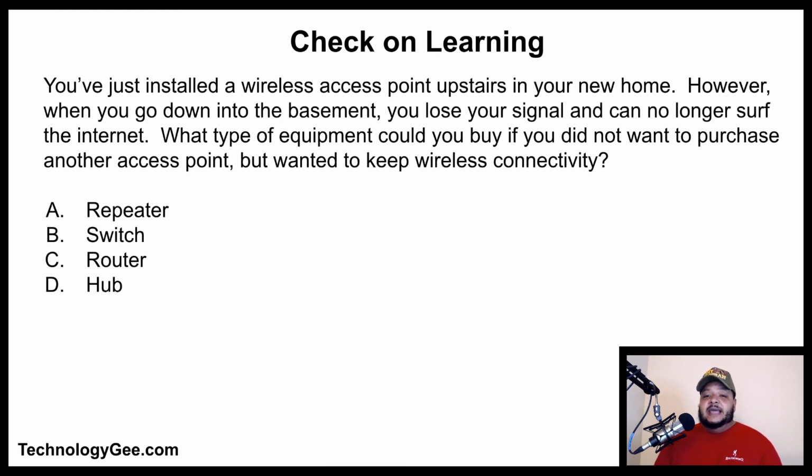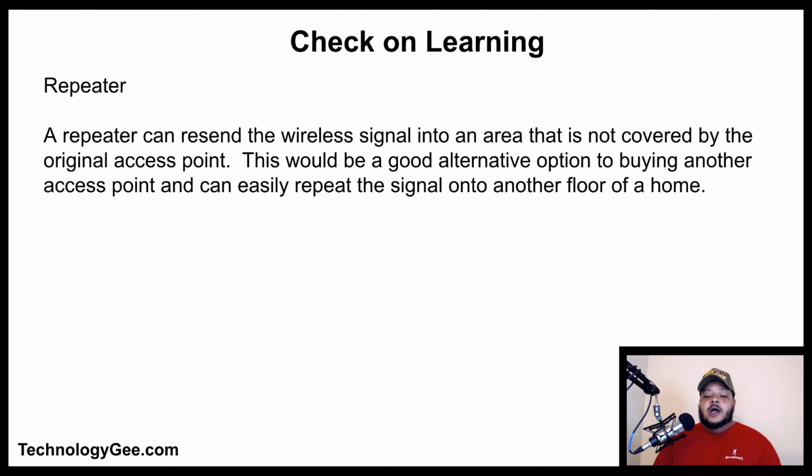The correct answer is a repeater. A repeater can resend the wireless signal into an area that is not covered by the original access point. This would be a good alternative option to buying another access point and can easily repeat the signal onto another floor of a home.